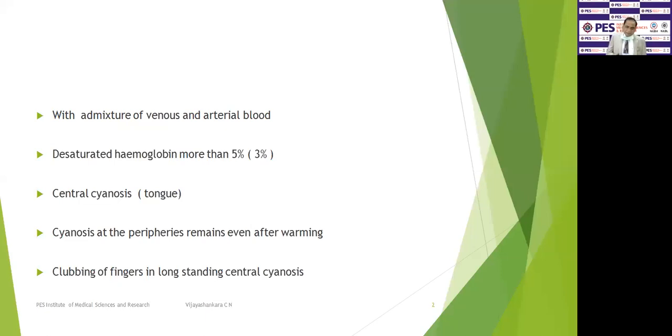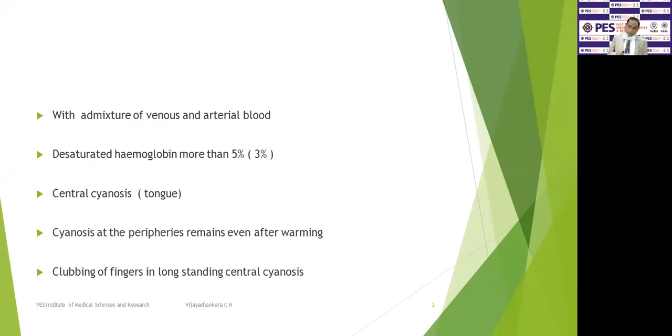To manifest as visible cyanosis, you should have at least 5% desaturated hemoglobin. Less than that, you will not be able to see cyanosis. And it all depends on the hemoglobin concentration also. With normal hemoglobin concentration, 5% desaturated hemoglobin is good enough to present as cyanosis. But in anemic patients, cyanosis may not be present.